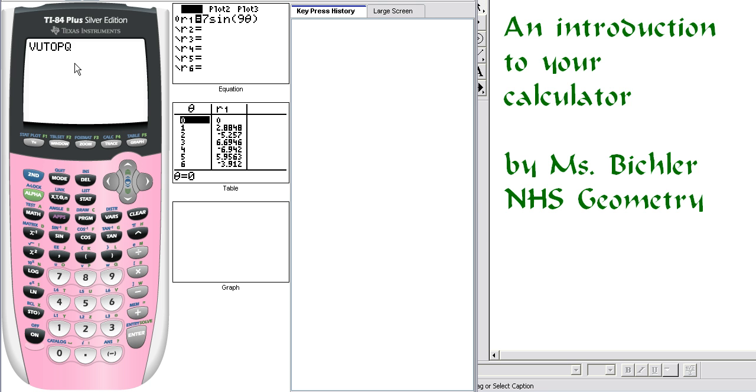Now that you've written all these weird letters up here, how do you get rid of them? Notice the clear button. Hitting the clear button will get rid of the words.